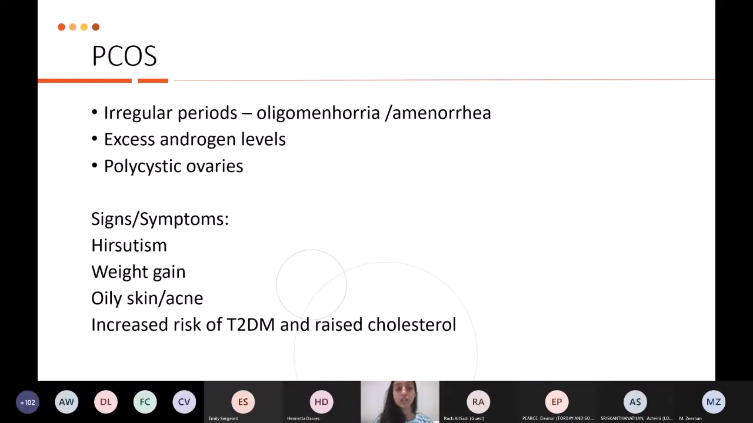You don't actually need to have polycystic ovaries on a scan to diagnose PCOS, but they may present to you with symptoms of hirsutism, so male pattern or heavy hair growth, weight gain, oily skin, acne, and then irregular periods as well. And they are at increased risk of developing type 2 diabetes and having raised cholesterol.